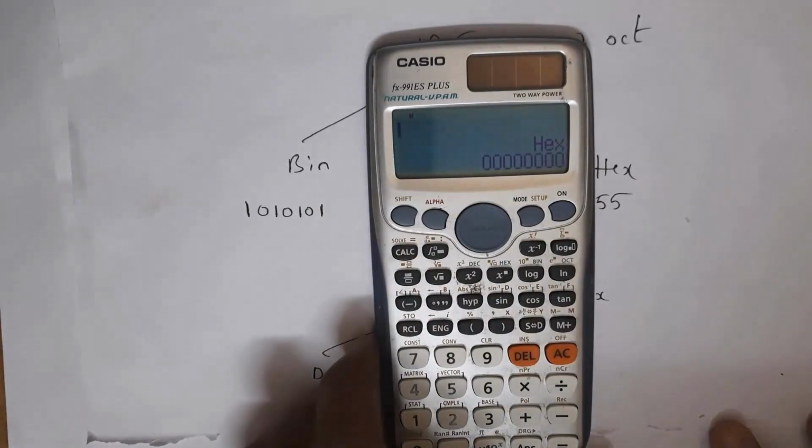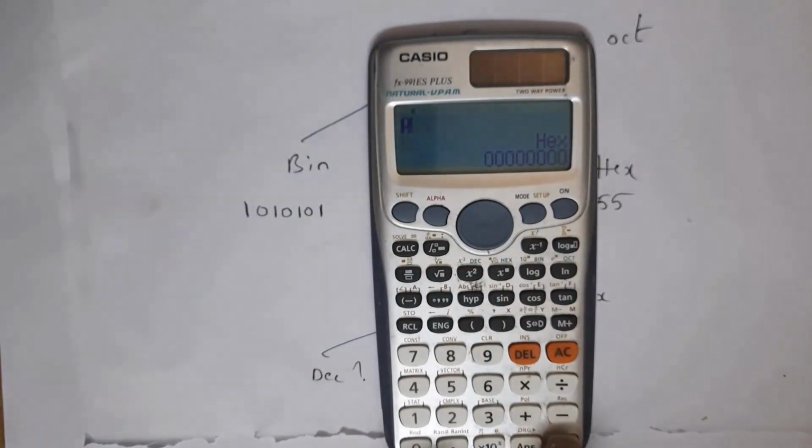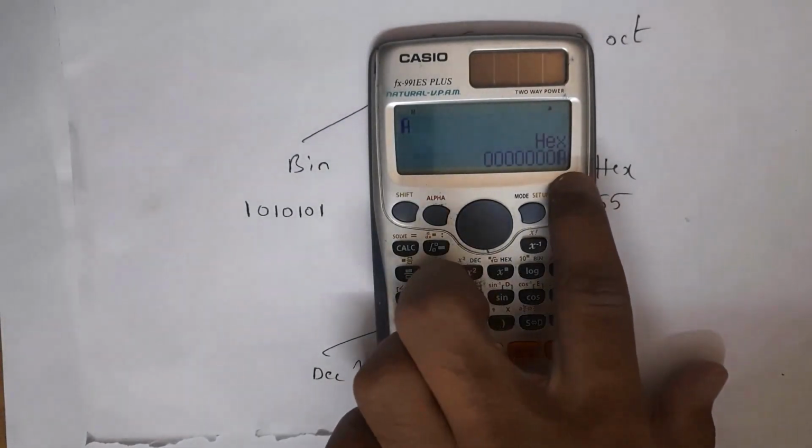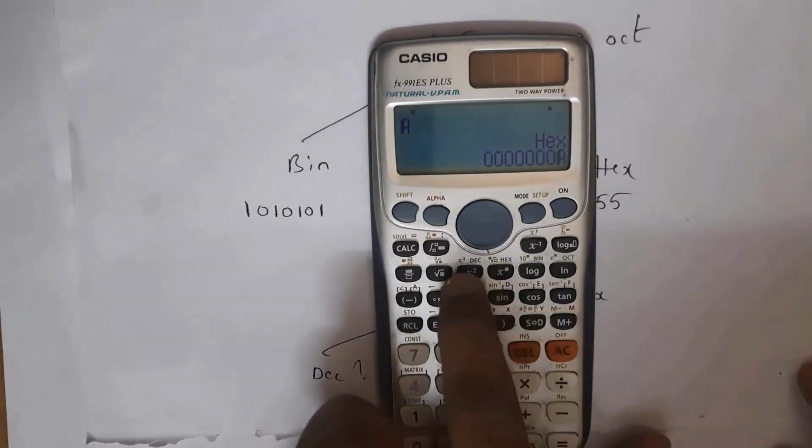Here I want to convert this hexadecimal number A. Here you can see A. Click on it and press is equal to. So here you can see hexadecimal number A. Now I want to convert this hexadecimal number A into decimal. So just click on decimal.